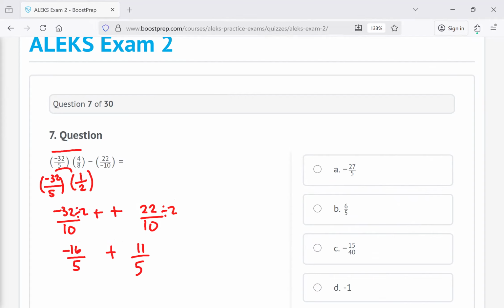Okay, see how the bottoms are the same? When you're adding fractions, you need an LCD. The bottoms are the same, so that's good. So my LCD is 5. And then on the top, what's negative 16 plus 11? Negative 5. And then what is negative 5 divided by 5? Negative 1. D.